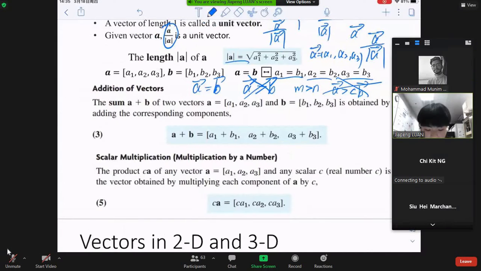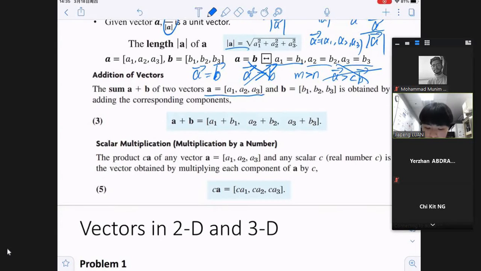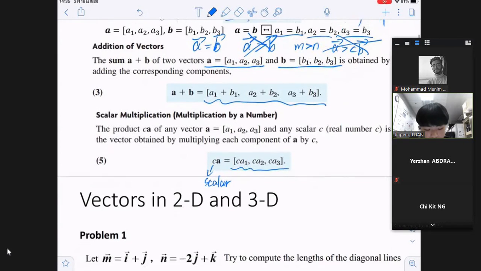Factors. If you want to sum A and B, like A plus B, when A is A1, A2, A3, and B is B1, B2, B3, you add them up, then you can have this. This is the addition of vectors. And also it has a scalar multiplication. When you multiply vector A by C, where C is a scalar, then this is a representation of the multiplication.